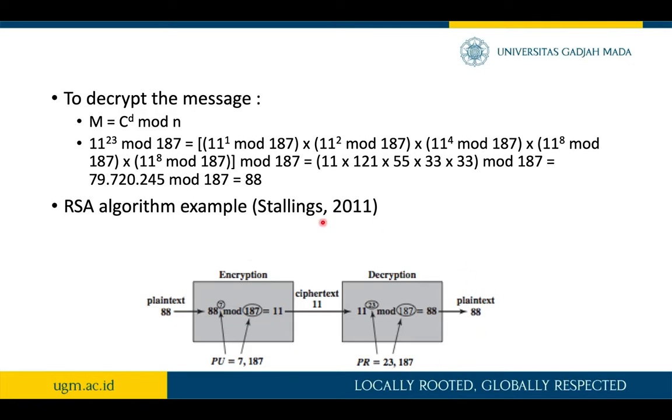This is the illustration of the algorithm. On the sender side, we calculate 88 to the power of 7, where 7 is the component of the public key, modulo 187, and the result is 11. And then at the receiver side, we need to use the private key. Private key here, 23, is the inverse of 7 modulo Cn, where Cn is 160 in this case. 11 to the power of 23 modulo 187 is 88.